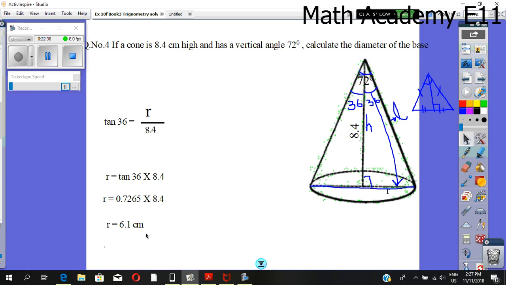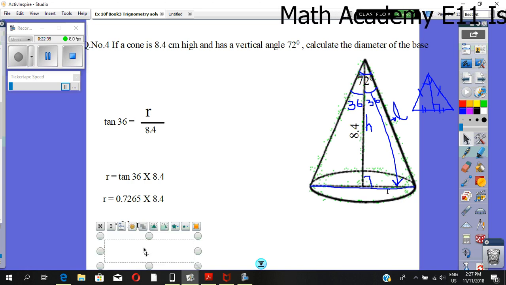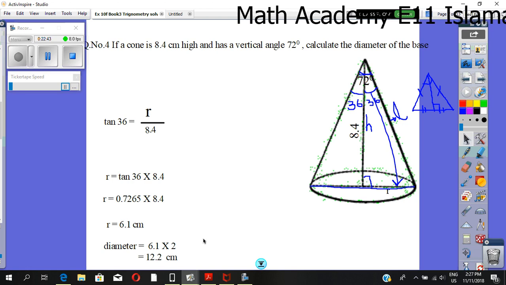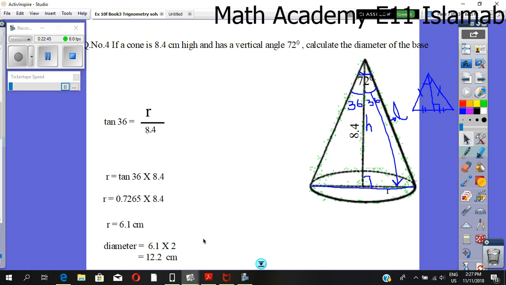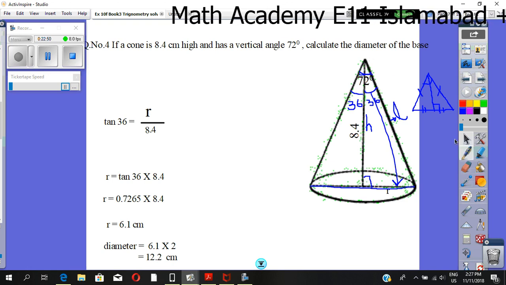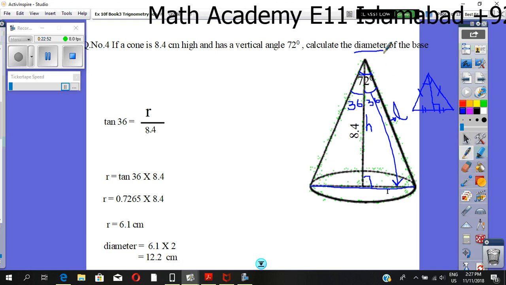Okay, then we're supposed to find the diameter. Diameter is twice the radius. When we multiply by 2, we get 12.2. The required answer, which was the diameter, is basically double the radius.